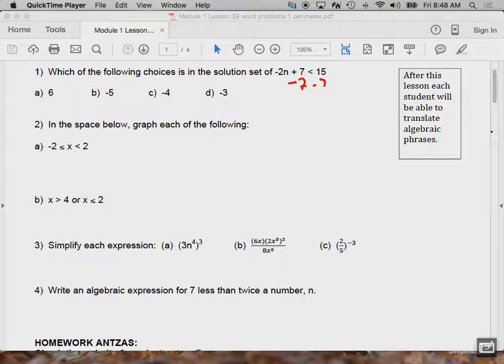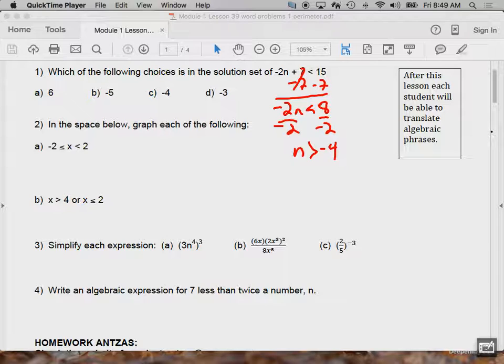Add 7 to both sides. -2n is less than 8. Divide by -2, n is greater than -4. Notice how I switched the direction of the inequality. When I divide by a negative, everything, absolutely everything gets negated. The n becomes positive n. It was -2n, becomes positive n. The sign needs to be negated, which means less than becomes greater than. And 8 divided by -2 is -4.